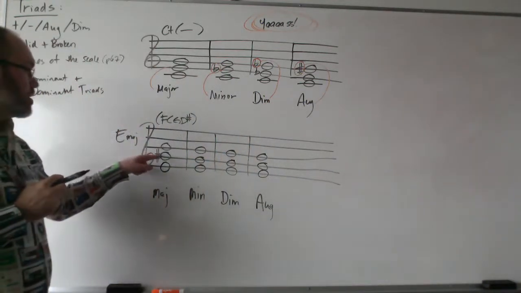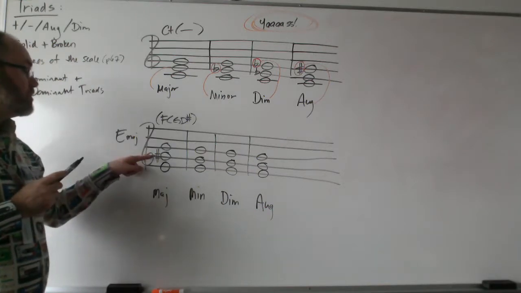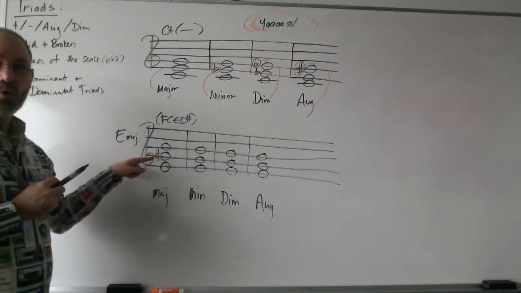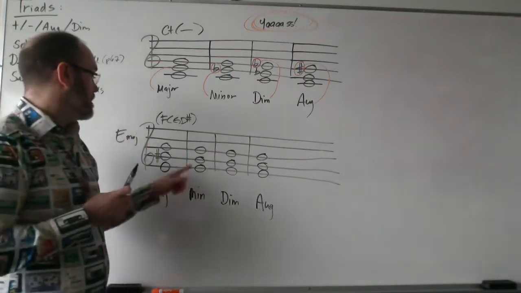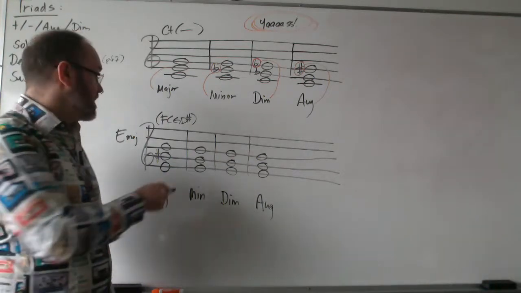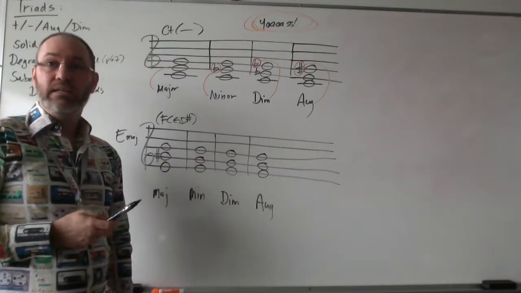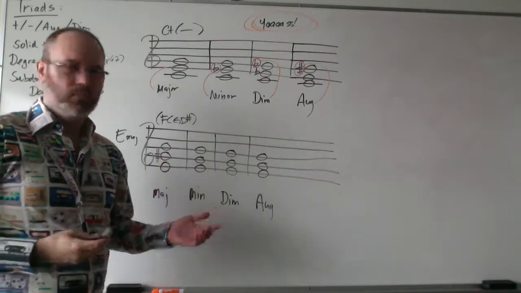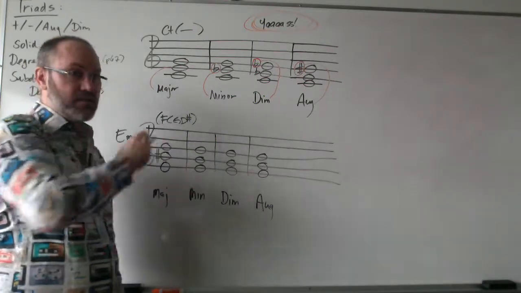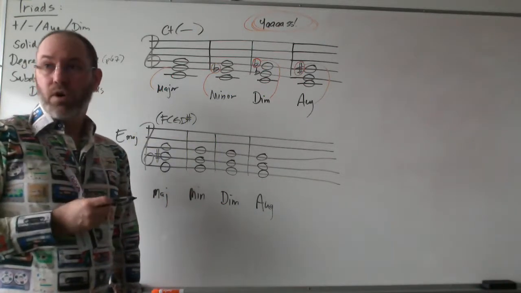Okay. So now, who can tell me, how do we make this into a minor? We have to lower the third. So if we have a sharp, how do we lower a sharp? A natural. But there's no key signature, so we don't actually have to write the natural because there's no key signature that we have to natural. So you just leave it like this. This is a minor third.